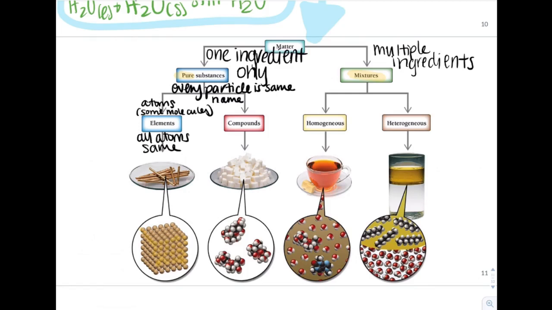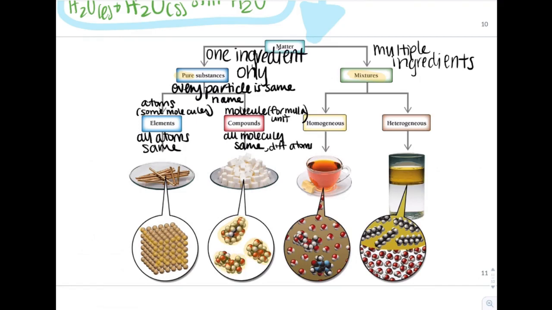Now, what if the particle that you're talking about is not an atom? What if the particle that you're talking about is a molecule, or something called a formula unit that we'll talk about a little later? And so if every particle is a sugar particle, then it is a compound. So all molecules are the same. Now, you can have different atoms, but each piece is the same. And so this sugar molecule is the same as this sugar molecule, is the same as this sugar molecule. And there's only sugar molecules in this.